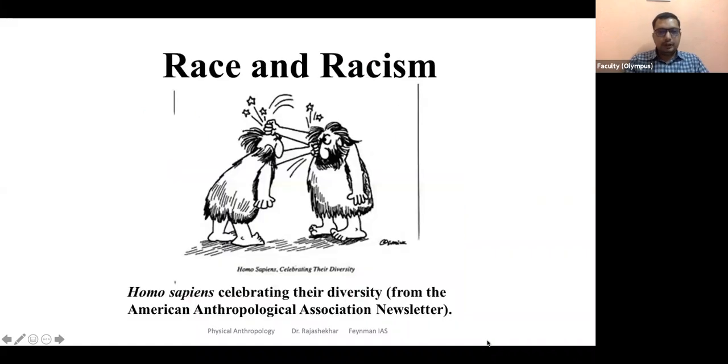So I'd like to begin with this cartoon. This cartoon is taken from the American Anthropological Association newsletter, where you notice what these two people are doing. Homo sapiens celebrating their diversity. So we're all acknowledging the diversity that we have. We're trying to celebrate it. How? By fighting like this. Okay. Because the concept of race probably took a wrong turn, it looks like.